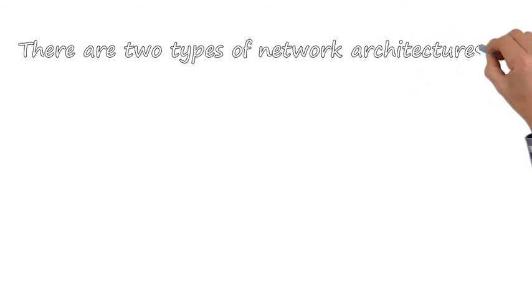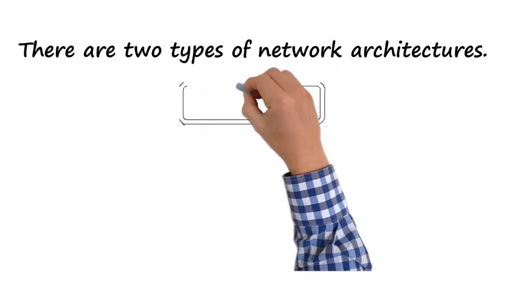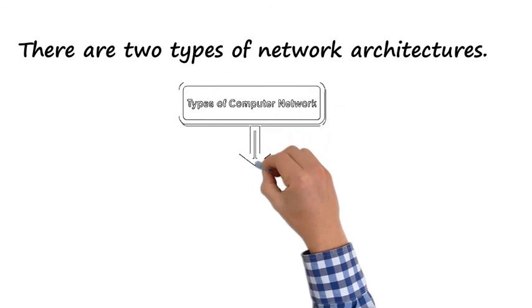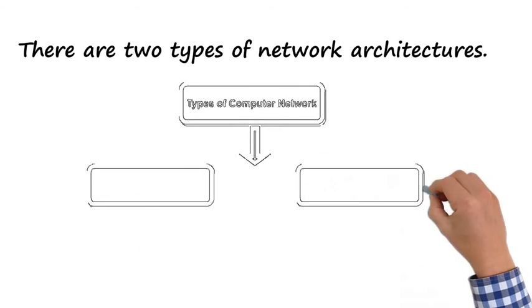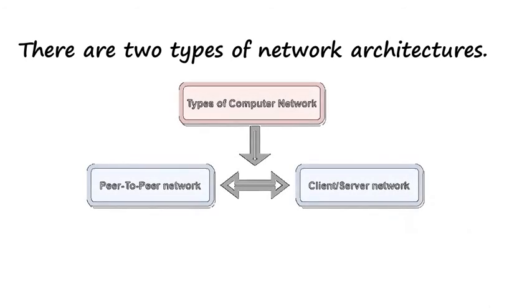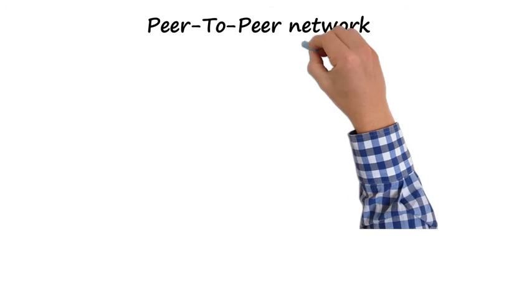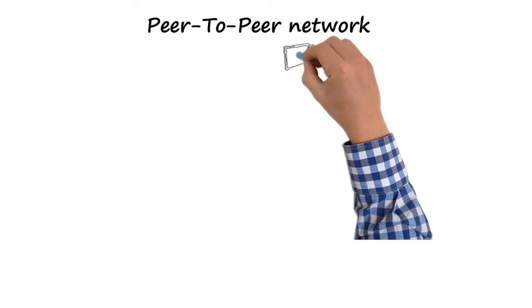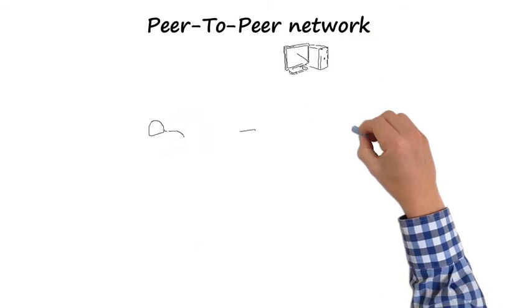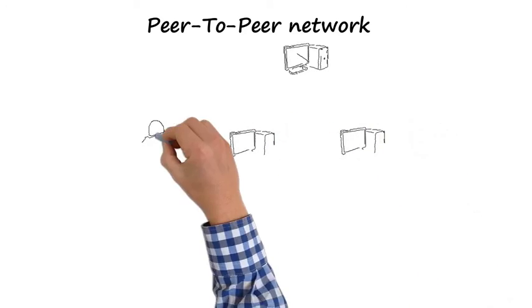There are two types of network architecture. First one is peer-to-peer network architecture. Second one is client-server network architecture. Initially, we will move to the peer-to-peer network architecture. As you can see in the figure below, there are 3 computers and 1 printer.